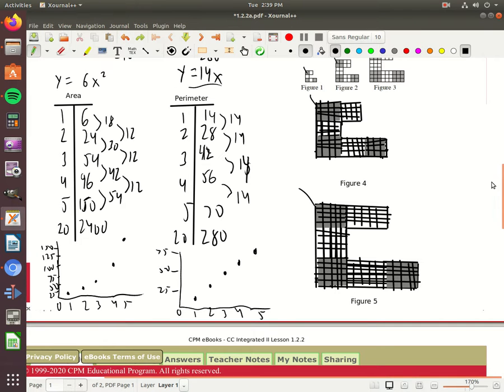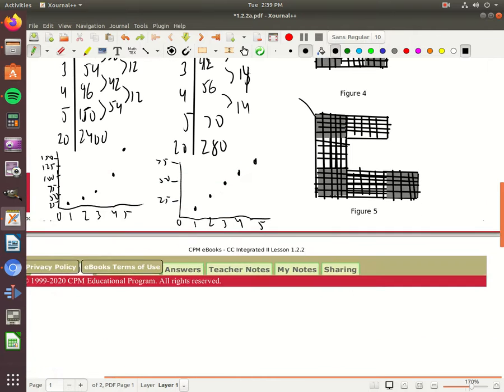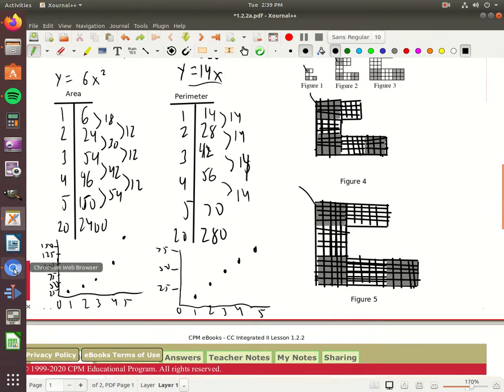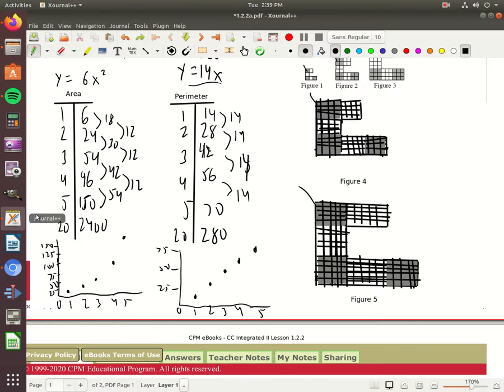All right, so now it says where we're at. Kind of jump over to the last question here because we did all this stuff. It says the king has arrived. He demands a rug number 100, which is figure 100 in your design. So how much fringe does he need and how much wool does he need? All right, so we'll go back over here.